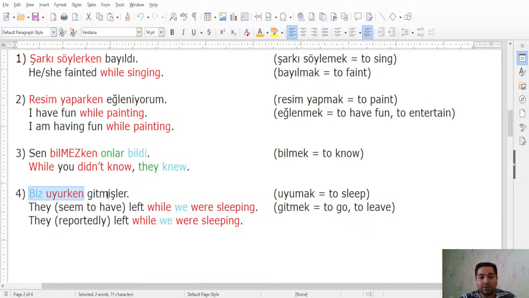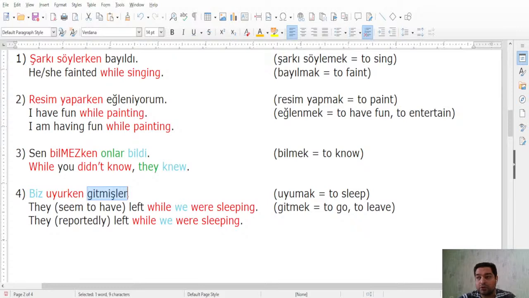Biz uyurken gitmişler. Gitmişler is the third person plural: they left while we were sleeping. Biz uyurken, now this is again present tense. For uyurken, we have this present tense added to the main verb, but here the main action verb is the reported past tense. She used to faint while singing. Şarkı söylerken bayılırdı. Yeah, that will also be "she used to faint." Exactly.